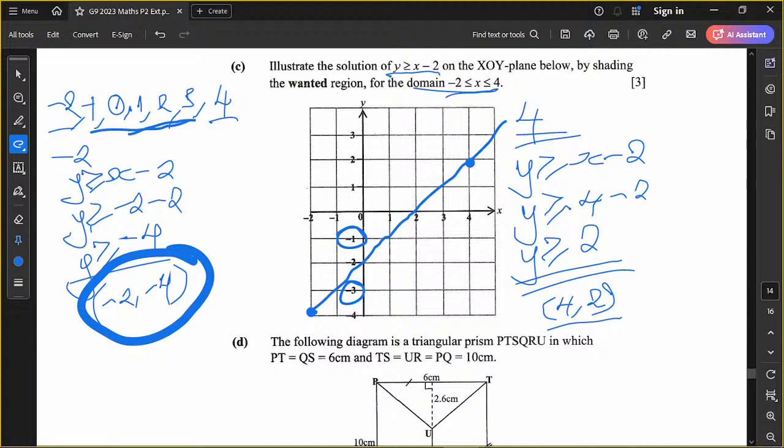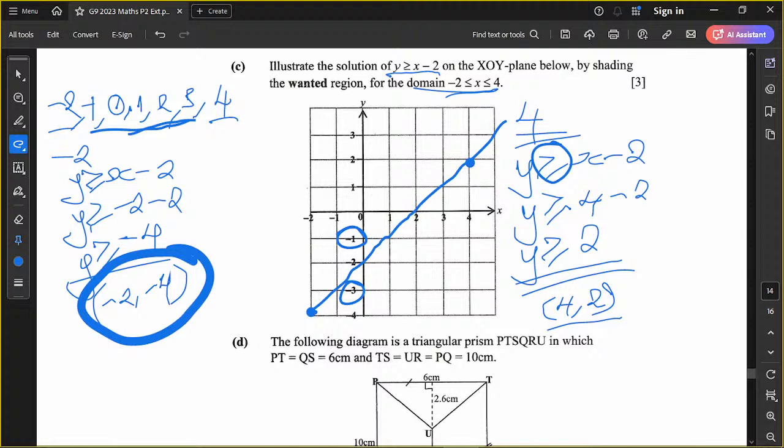Now, as you can see, I've drawn a line that is not breaking. I've drawn a solid line. The reason I've drawn the solid line is because they are saying y is greater or equal to. If they just said it's greater, I could have drawn a dotted line, or a line that is breaking. Now I've drawn a solid line because they're saying y is greater or equal to. Okay, that is the other point.